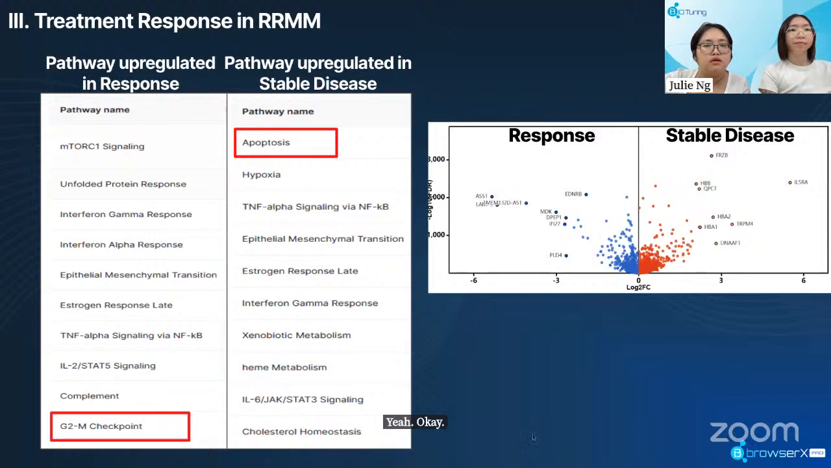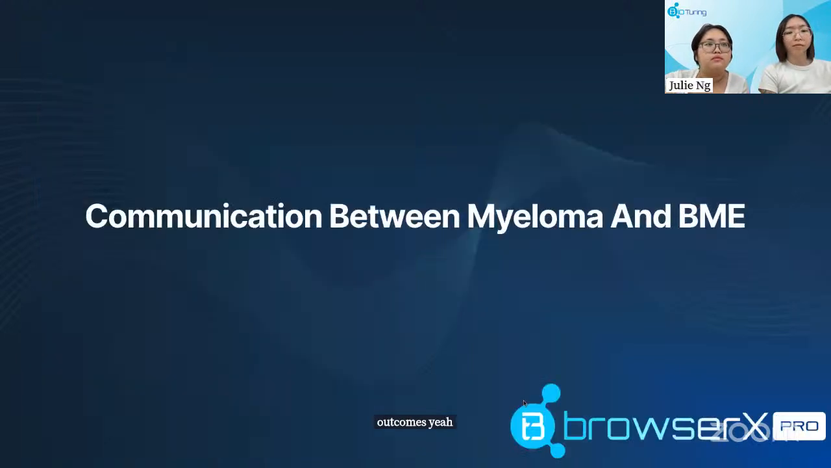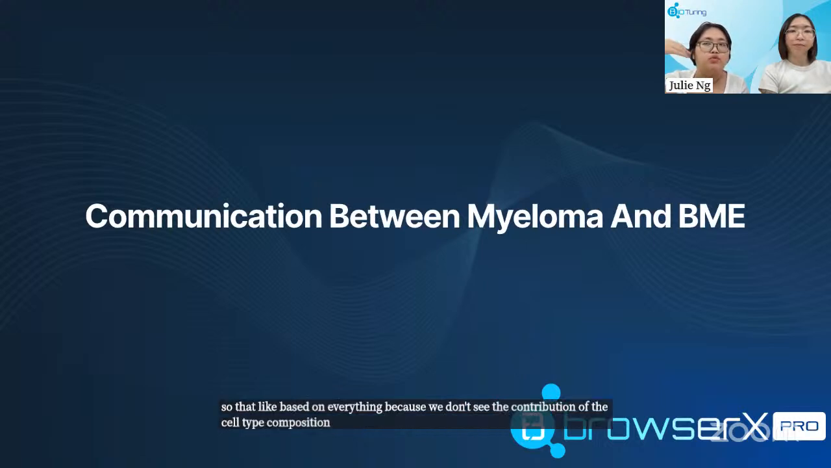What is also very interesting is that even though the two groups have the same pathway enrichment set, they finally have very different outcomes. So based on everything, because we don't see the contribution of the cell type composition, we don't really see the contribution of the pathway enrichment here.